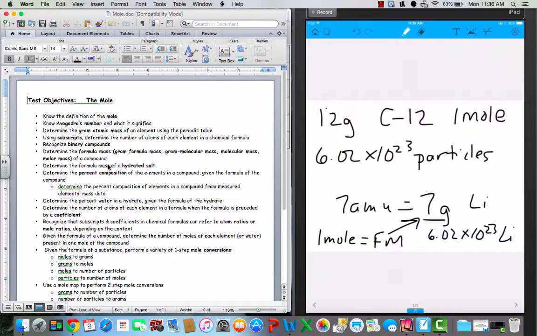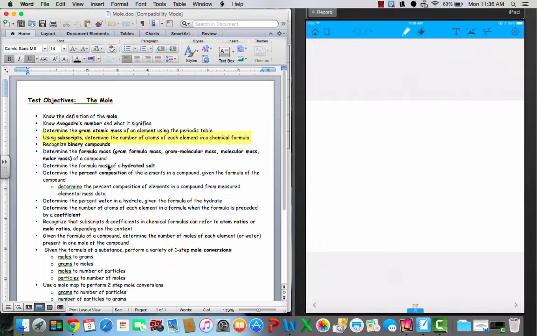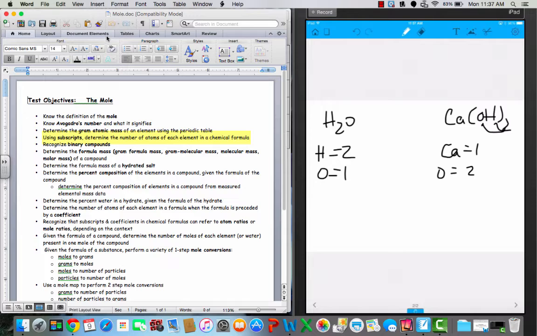Alright, the next bullet says using subscripts determine the number of elements in each compound. And so we'll take a look at a couple. The first one here is water. If I look at water, water has 2 hydrogens and 1 oxygen atom. If I look at something a little more complex like calcium hydroxide, I have 1 calcium, but since I have a parenthesis and the 2 outside, I'm going to multiply it through. So in this case I have 2 oxygen and 2 hydrogen.